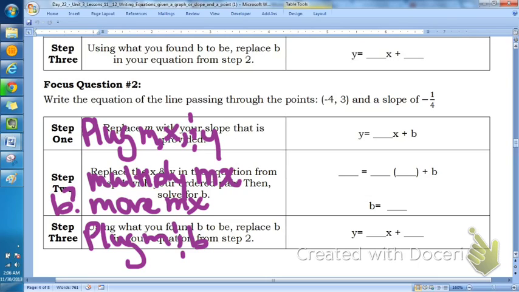So first step, plugging m, x, and y into the equation. I'm going to do that right down here. So this value right here is supposed to be y equals mx plus b. Our y value is the 3. The m value is the negative, is that slope that they give you. And the x value is negative 4. Alright, so we've done that step there.